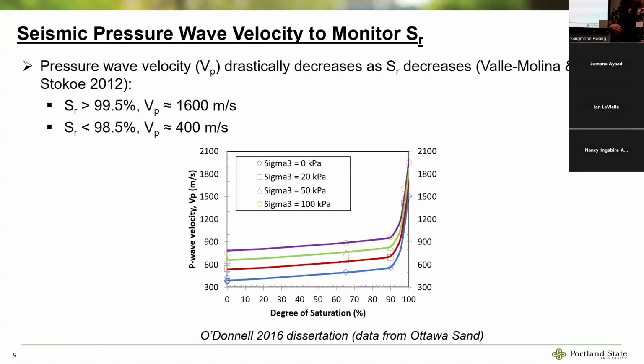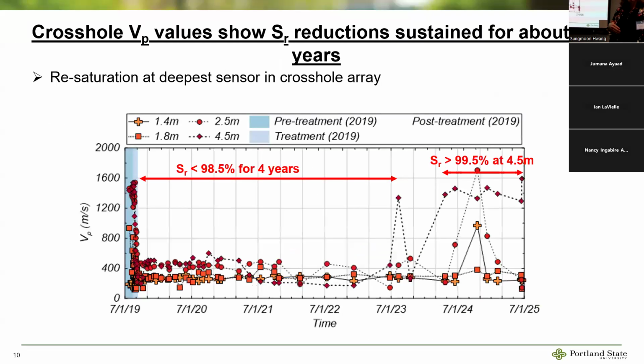We also looked at pressure wave velocity measurements, where we see a drop off from about 1,500 meters per second for fully saturated soils to less than 600 meters per second for soils with a saturation below 98.5%.